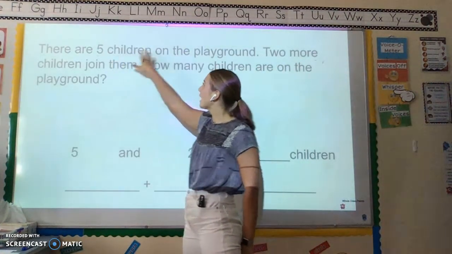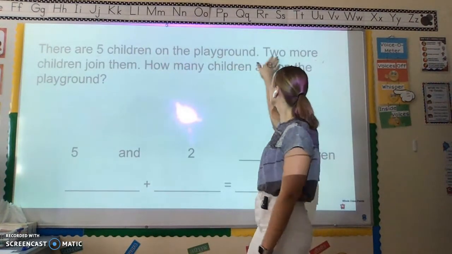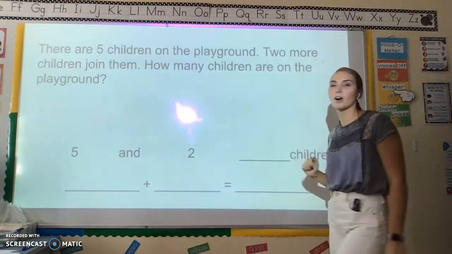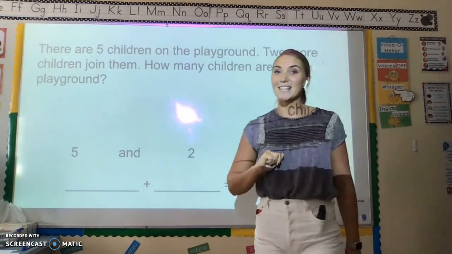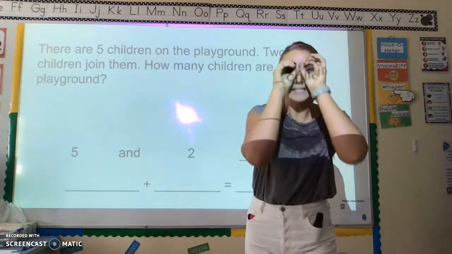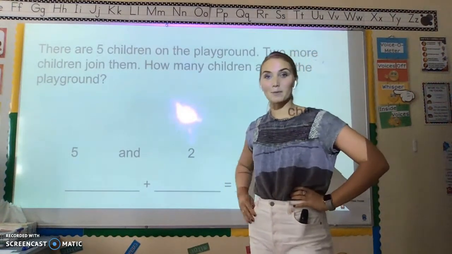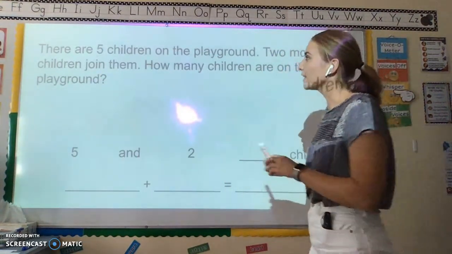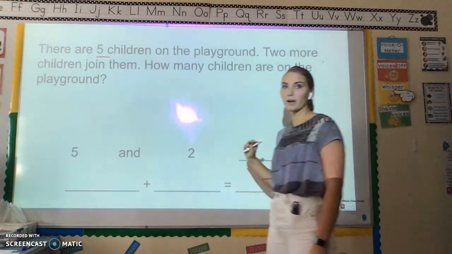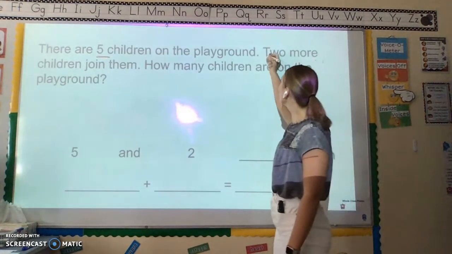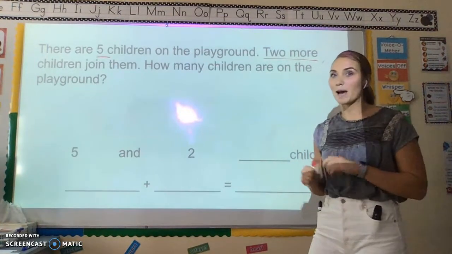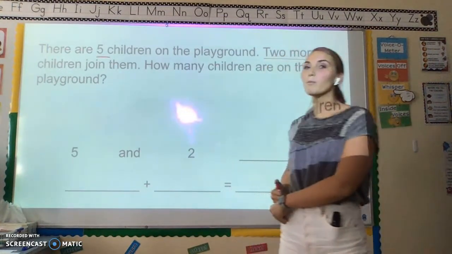There are 5 children on the playground. 2 more children join them. How many children are on the playground? All right, this is a story problem, so I'm going to have to find the math. Did you find the math while I was reading it? It said there are 5 children on the playground. Then 2 more children join them. There's that math million-dollar word, 2 more children.